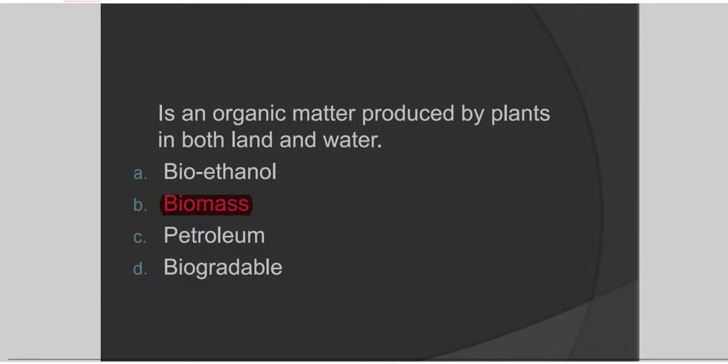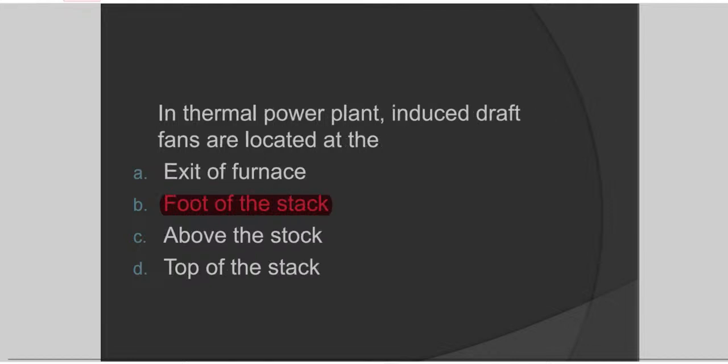An organic matter produced by plants in both land and water. A. Bioethanol B. Biomass C. Petroleum D. Biodegradable. In a thermal power plant, induced draft fans are located at A. the exit of furnace B. foot of the stack C. above the stack D. top of the stack.